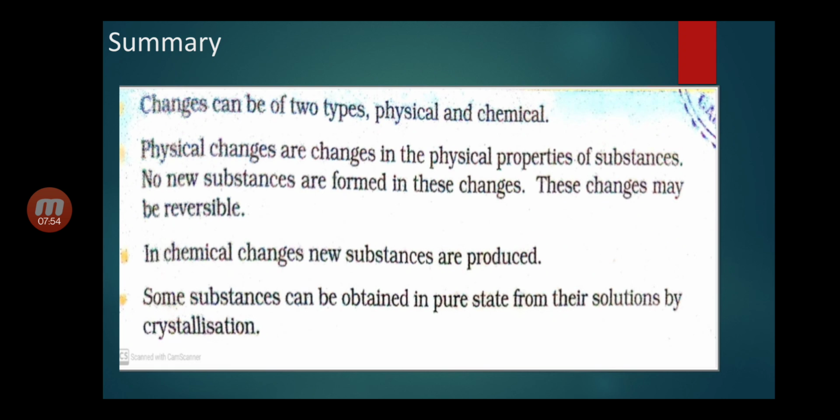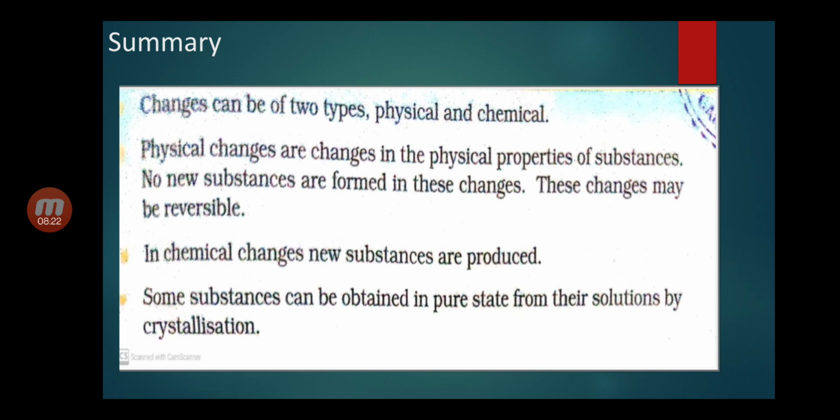At last, we summarize the chapter. Changes can be of two types, physical and chemical. Physical changes are changes in the physical properties of substances. No new substances are formed in these changes. These changes may be reversible. In chemical changes, new substances are produced.